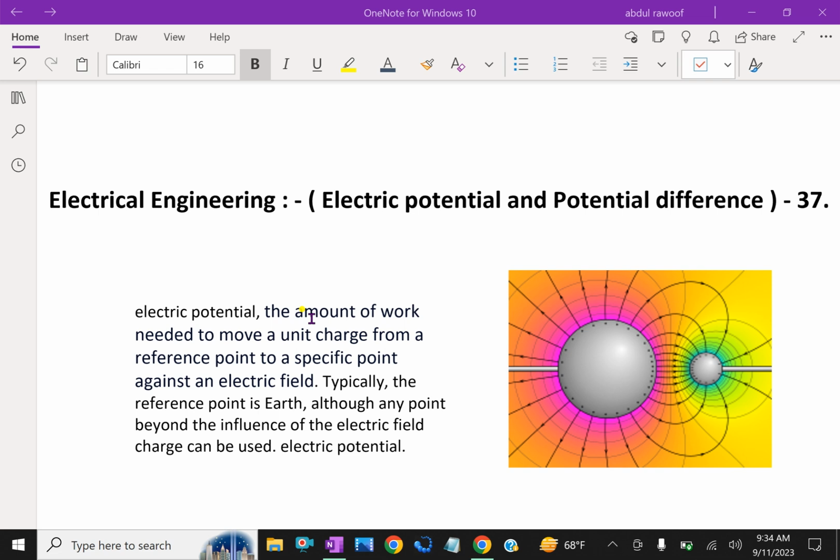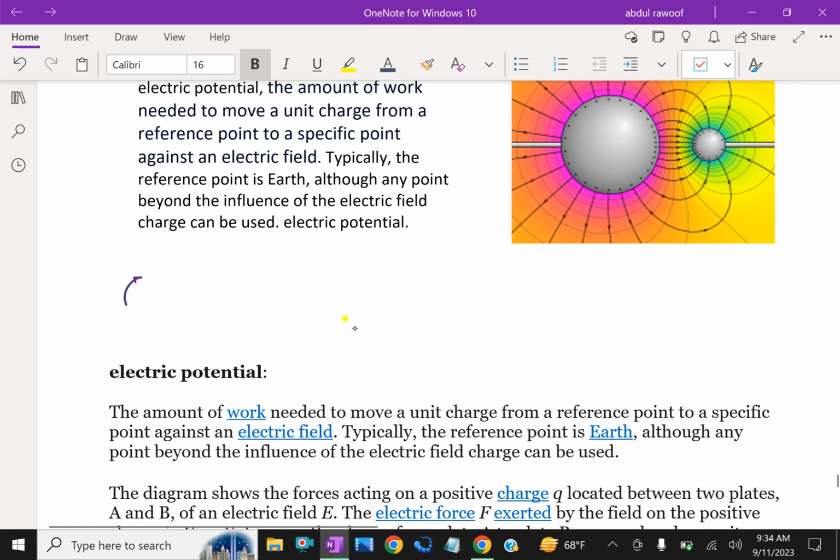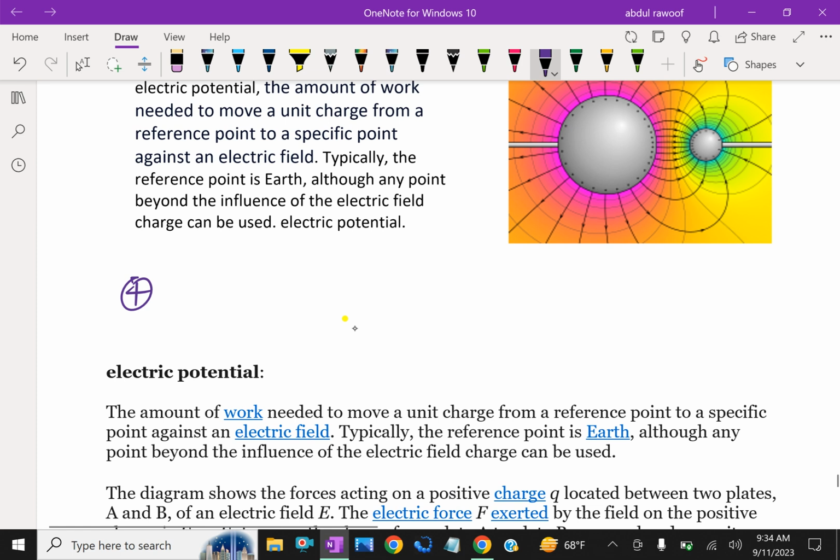Now consider an electric field. Imagine an isolated point charge Q. Suppose this is the isolated point charge Q, and the point A is here, a positive charge at distance x.